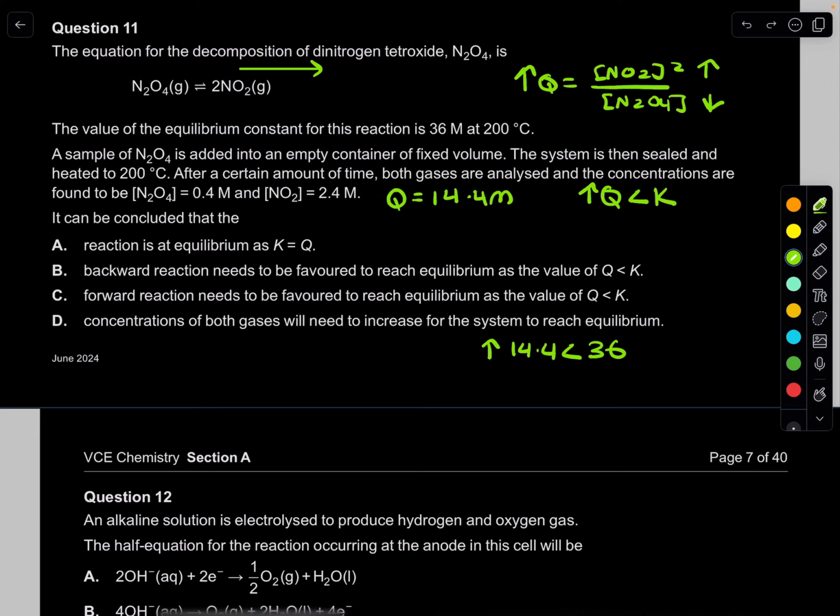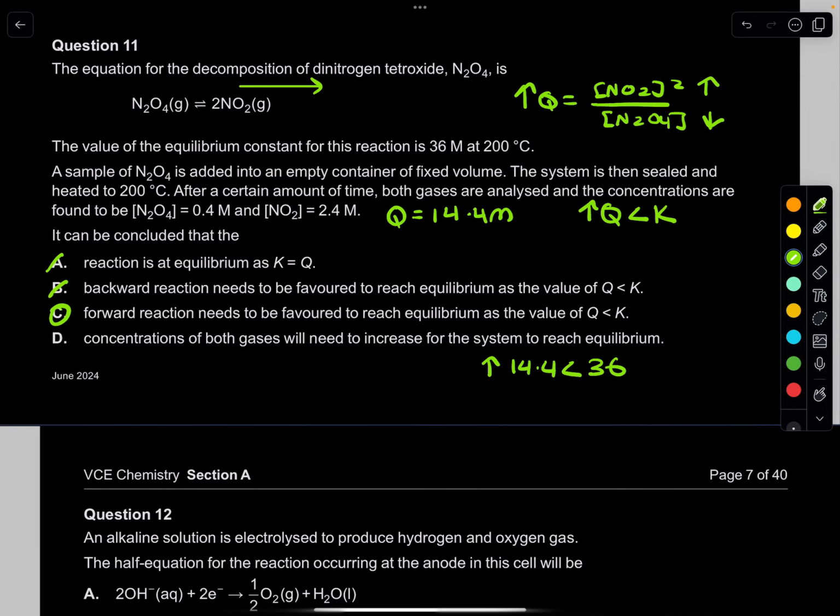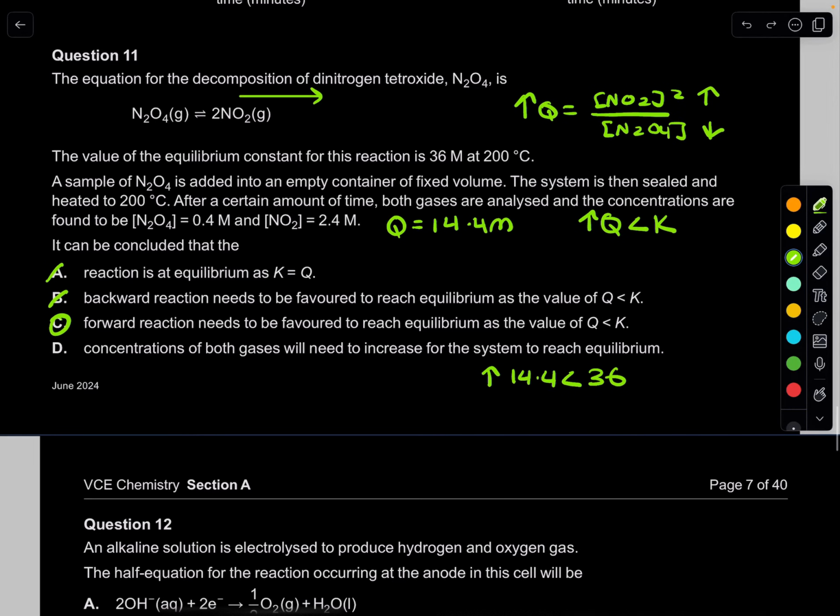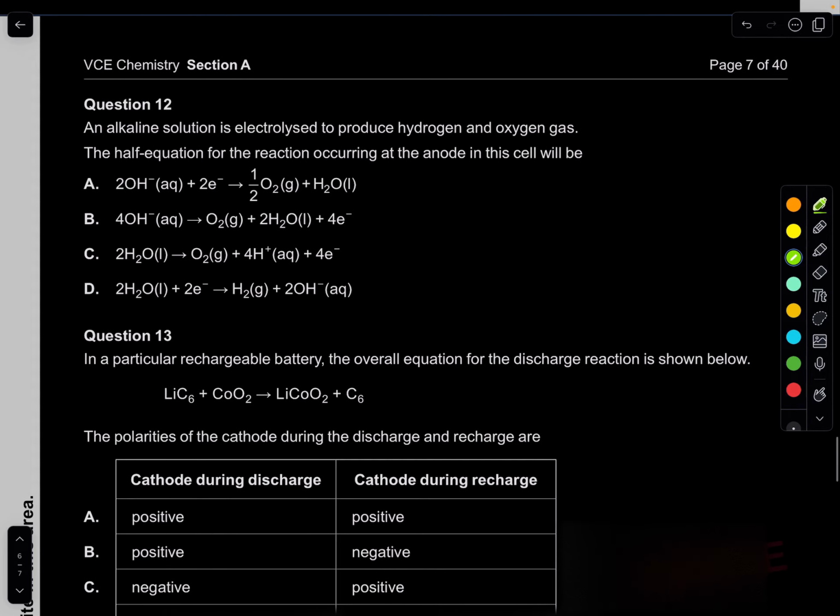Okay, so A is wrong. They are not at equilibrium because they had to be equal, but they're not. Q is less than K. Backwards reaction needs to be favored to reach the equilibrium? No, remember we said forwards. So choose C. Forwards reaction needs to be favored to reach equilibrium because Q is less than K. Done. Concentration of both gases will need to increase for the system to reach equilibrium? Rubbish. Only the NO2 will have to increase. The other one has to decrease. So choose 11C.